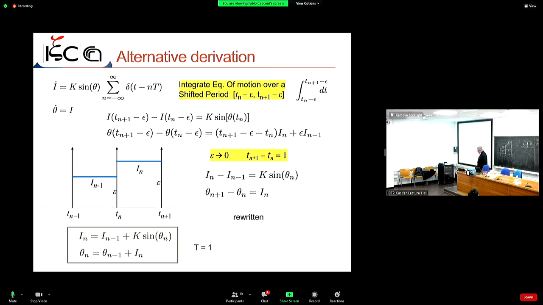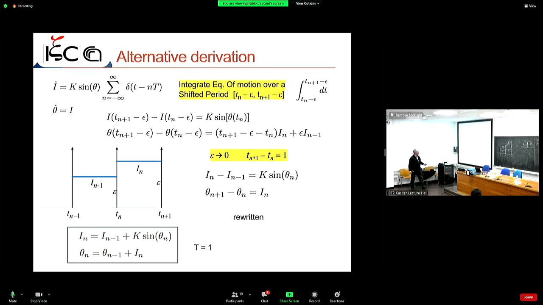There is an alternative derivation if you prefer. This is much simpler. You have again the equation. Since you have the delta, as I told you, I have to integrate this object over a period. Okay, this is a shaded area. I don't know if you are able to see that. This is a shaded area.